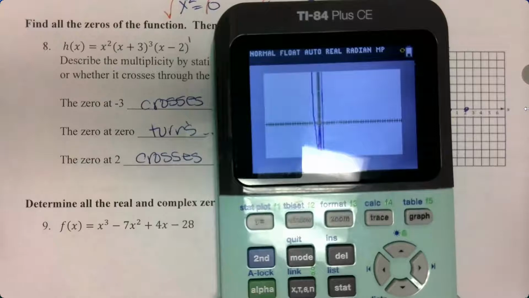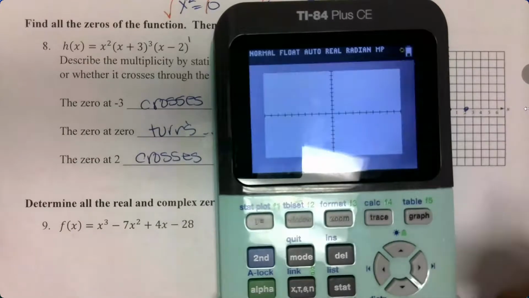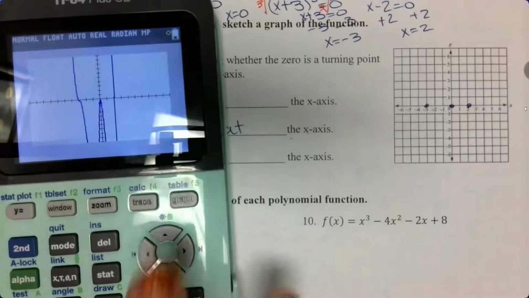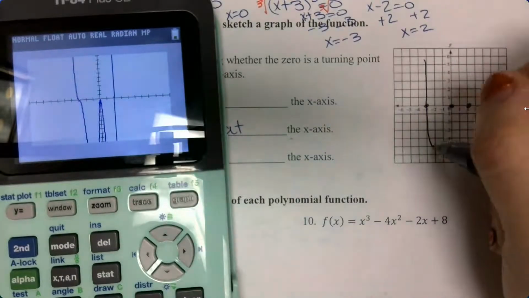Ooh, I should fix my zoom in a second. To fix my zoom, if yours looks weird, you go zoom 6 and then it turns it back to a normal graph. So mine looks something like this, which matches up with what I said.